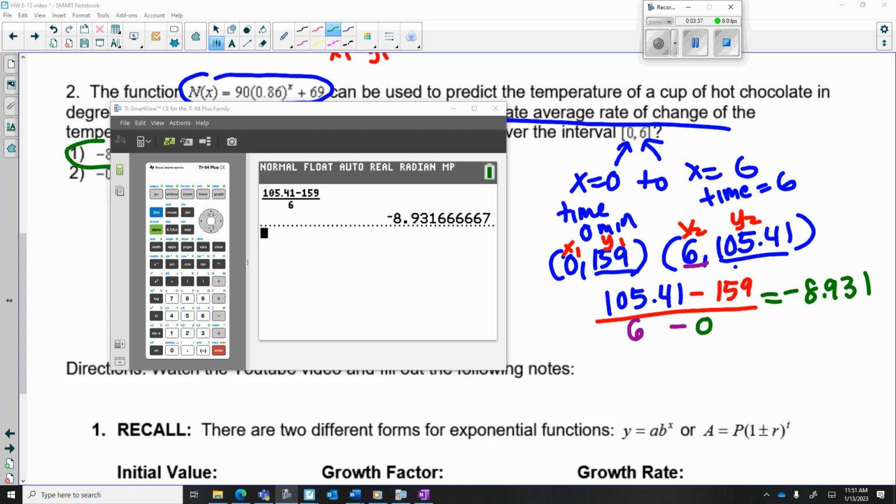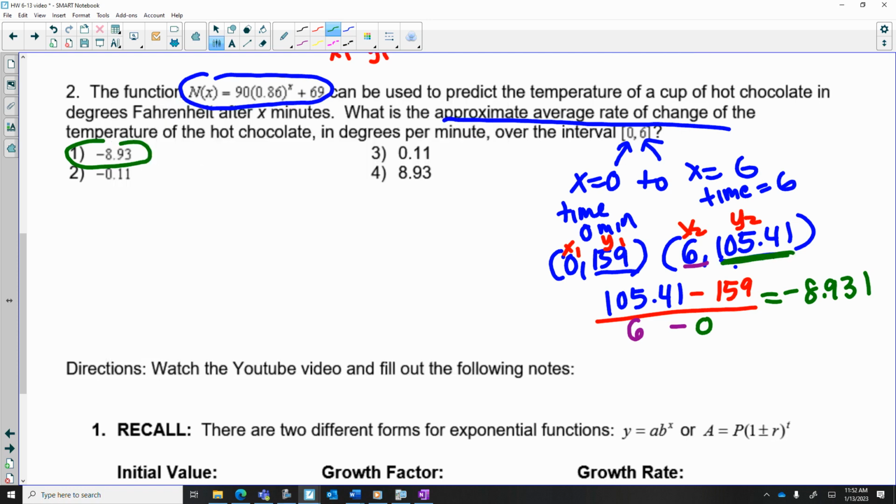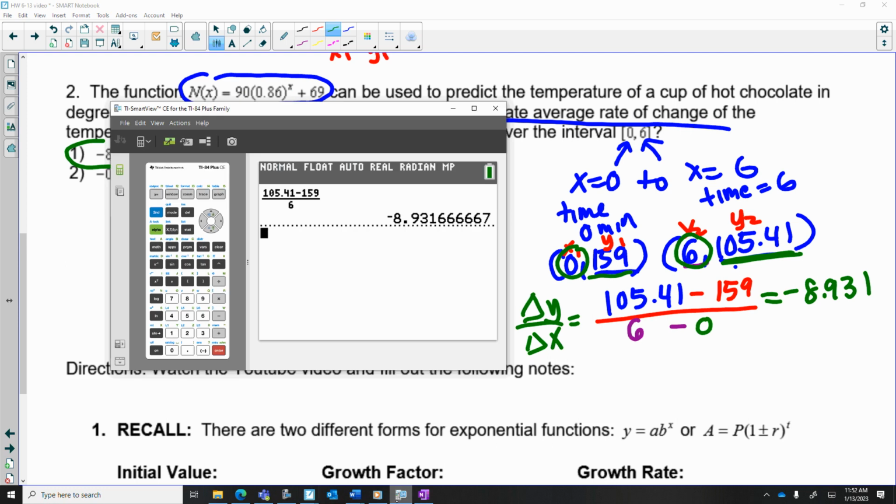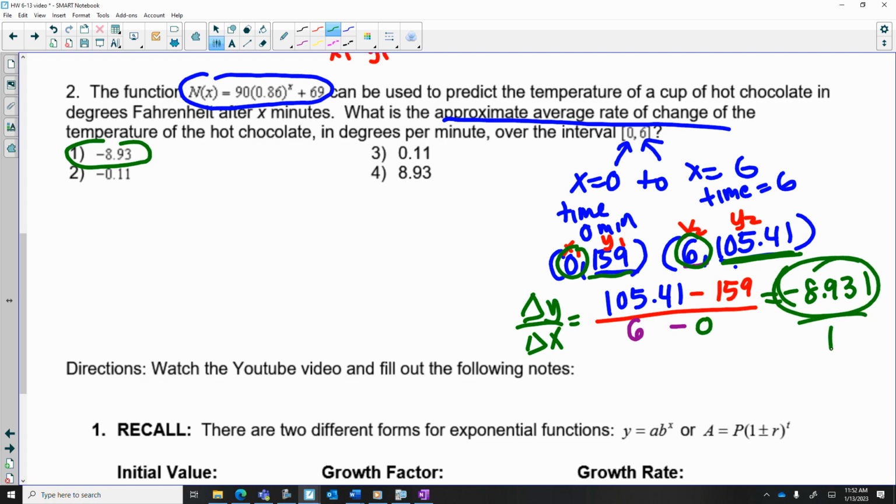Okay, so I did the setup. I did 105.41 minus 159 in my numerator for my change in y. For my change in x, I did 6 minus 0, and I got an answer of a negative number, negative 8.931. So keep in mind that this had to do with the temperature of the hot chocolate over time. So for every 1 minute that has elapsed, it looks like the temperature of the hot chocolate in degrees Fahrenheit is cooling down by an average of 8.93 degrees Fahrenheit. Okay, so that's what it means in the real life setting. The temperature of the hot chocolate is going down or cooling down.